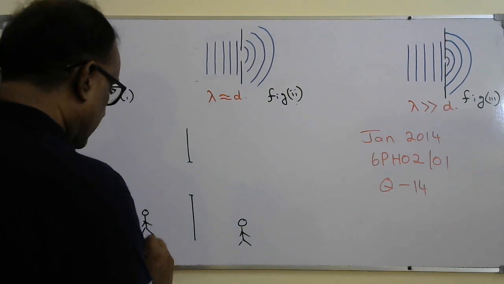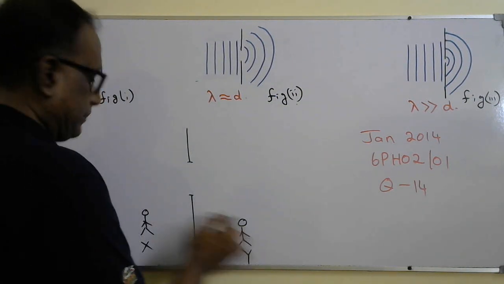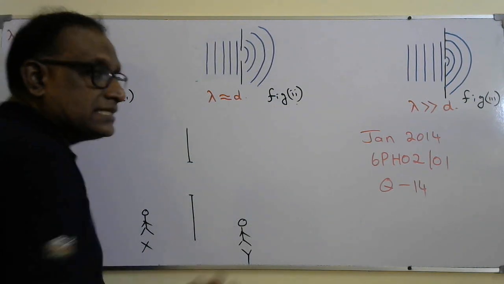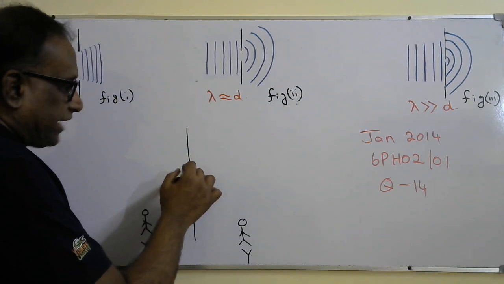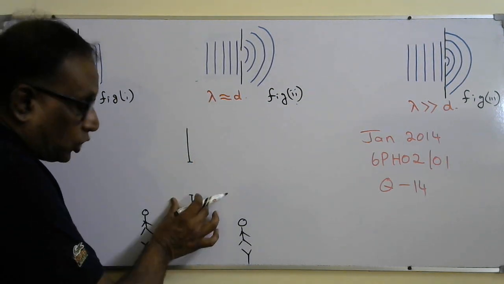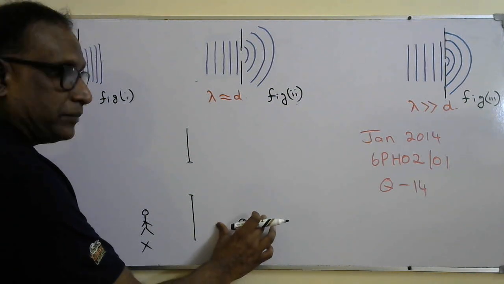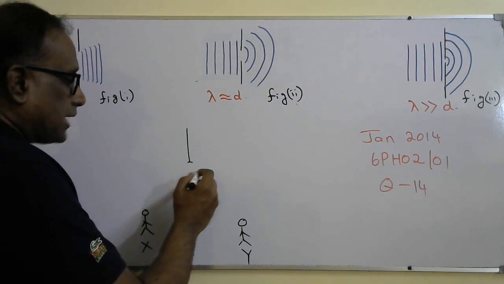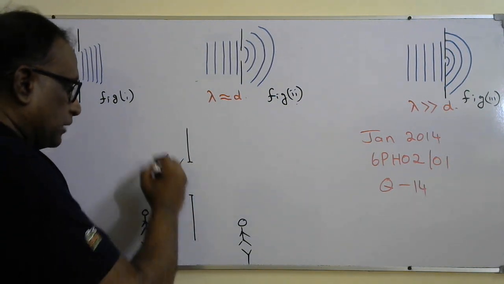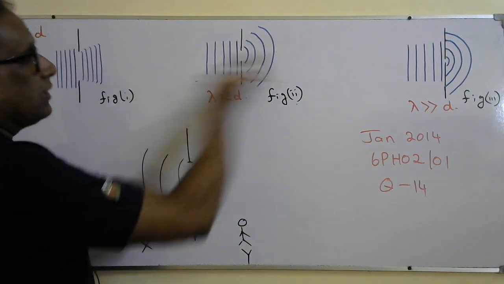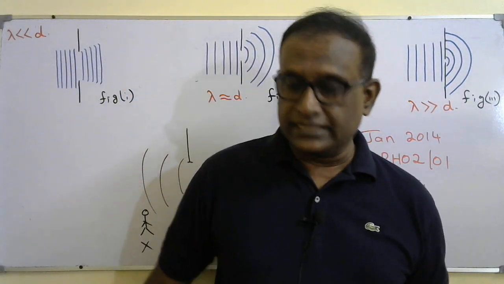You are labeled as X and the other person is Y. So when he says something you can hear, but both of you can't see each other. How is it possible? The sound diffracts through the slit, through the doorway. The sound emitted by the person Y will pass through the doorway and it will diffract. So the amount of diffraction depends on these conditions.